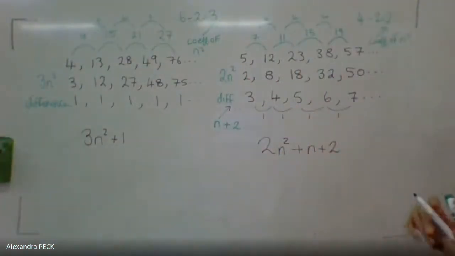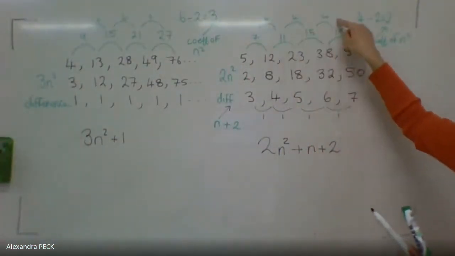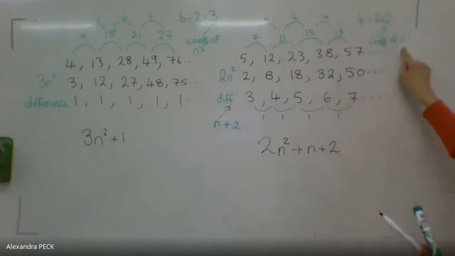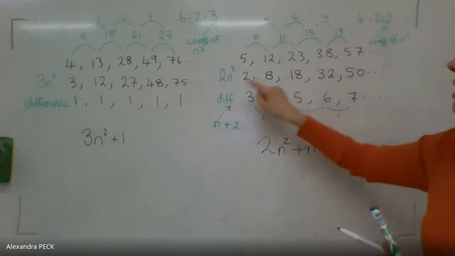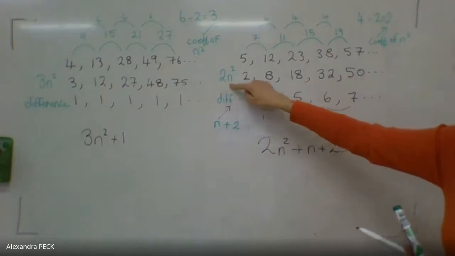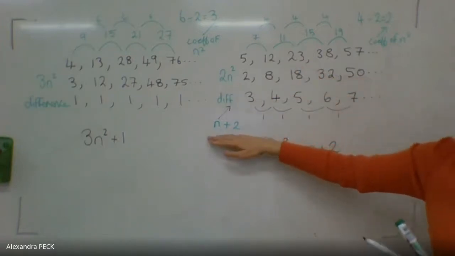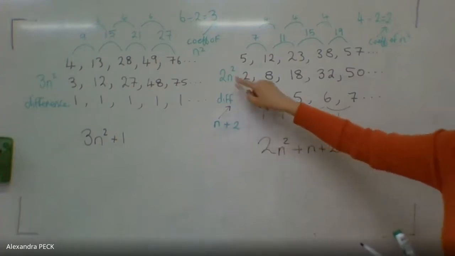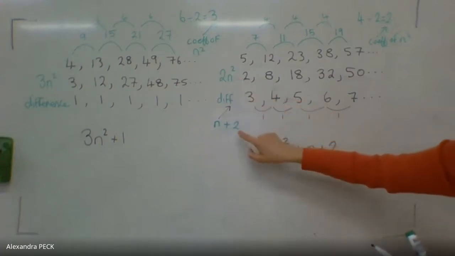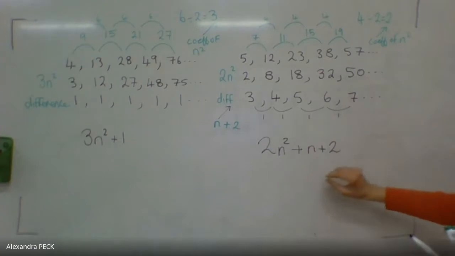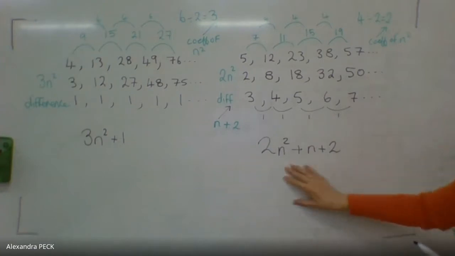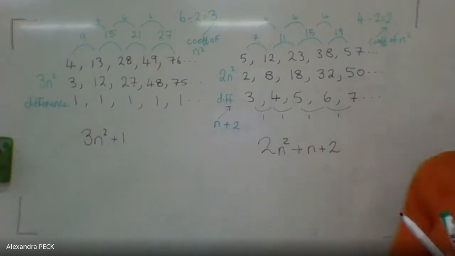Okay, reiterating one more time, we found the second difference and halved it to get the coefficient of n squared. We write out that sequence, so it was 2n squared. We find the difference, and then we find the nth term of the difference. And when we add the 2n squared sequence to that sequence there, which was n plus 2, we get our sequence, 2n squared plus n plus 2.